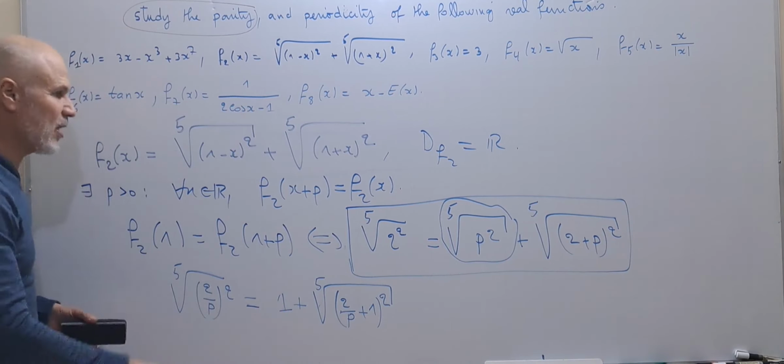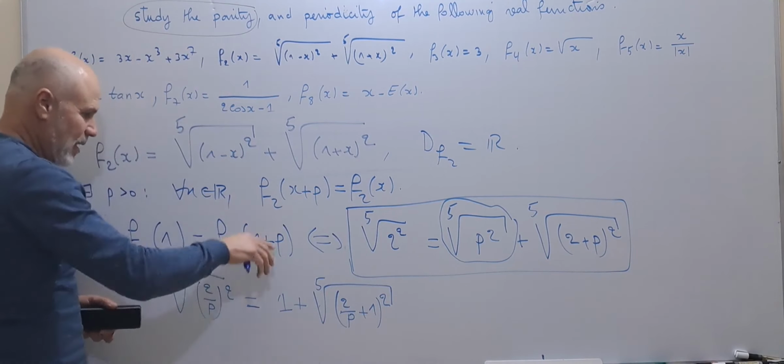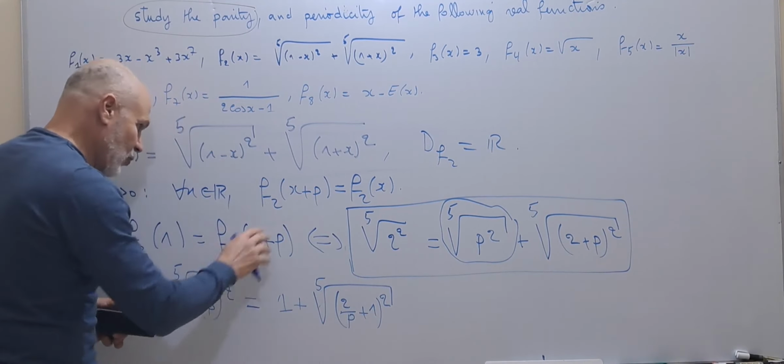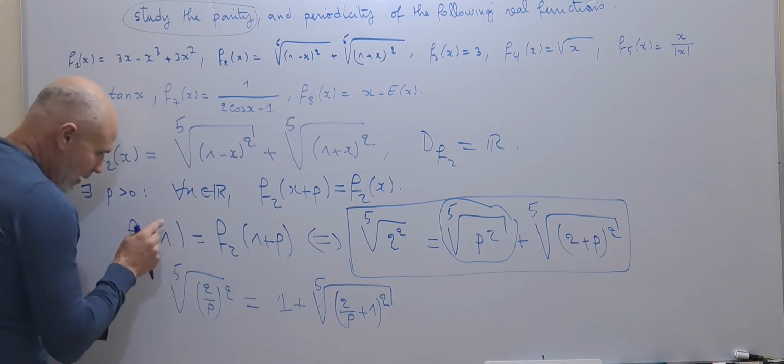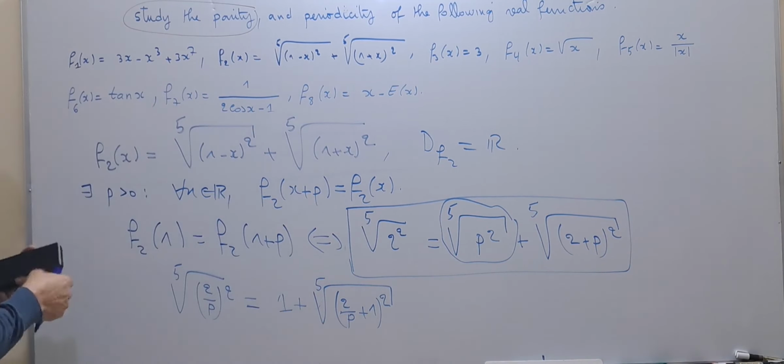We have no solution. This means that this equation is not verified. This means that there is no p such that this is true. Since there exists an element x such that this is not true, f2 is not periodic.